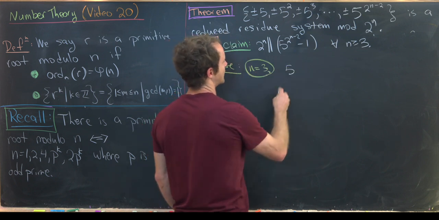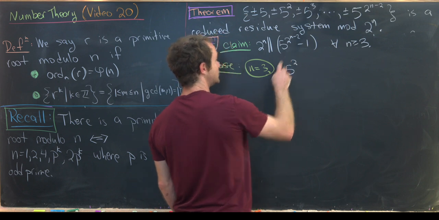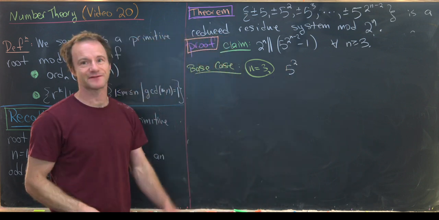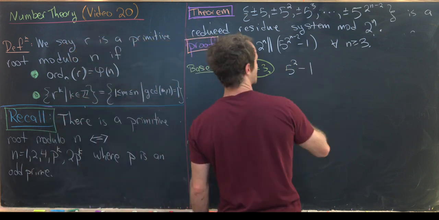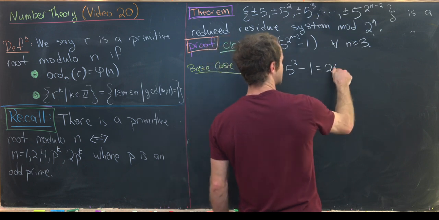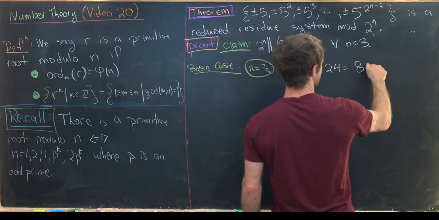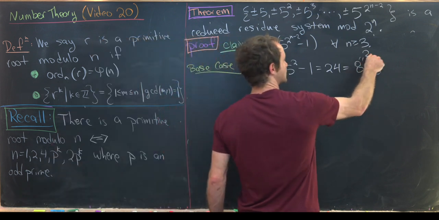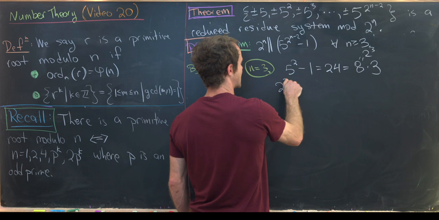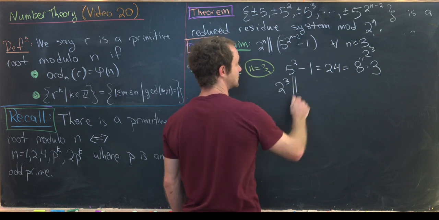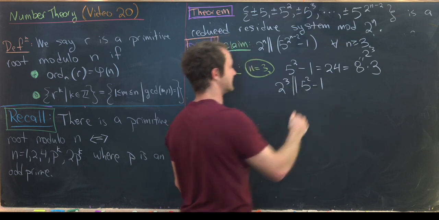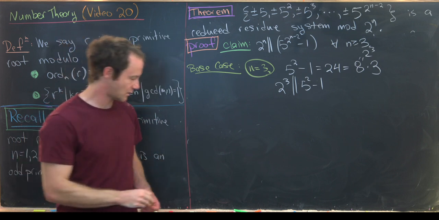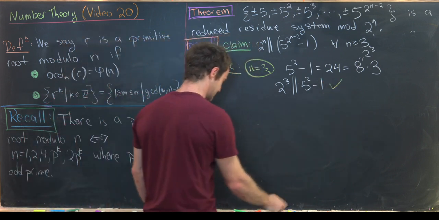In that setup, we'll have 5 to the 2 to the 3 minus 1, but that's 5 squared, which is equal to 25 minus 1. So that's going to be equal to 24, which is equal to 8 times 3. But notice that 8 is equal to 2 cubed. And yes, we have 2 cubed is the largest power of 2 that divides into 5 squared minus 1. So we're good to go in this case.